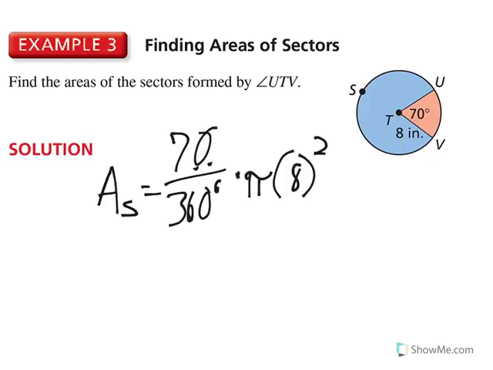We just have to multiply all this out. So I do 70 divided by 360 times pi times 8 squared, which gives me the area of the sector. When I multiply that out, I get 39.1. This was measured in inches, and since it's area, it would be inches squared. So the area of that little sector, the orange part over there, would be 39.1 inches squared.